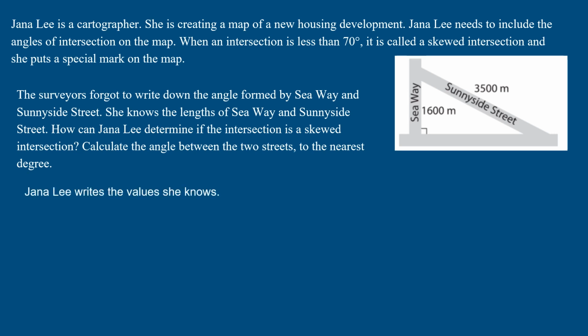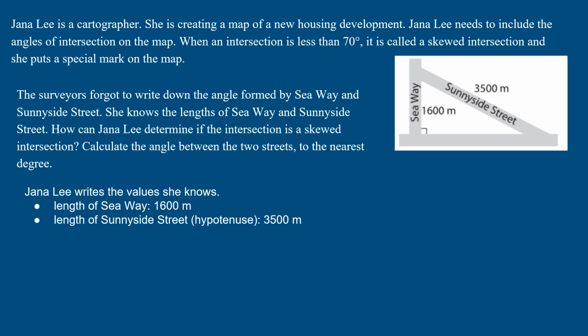So Jana Lee writes down the value she knows. She knows that Seaway Street is 1,600 meters, and Sunnyside Street, which is the hypotenuse of the right triangle created, is 3,500 meters.